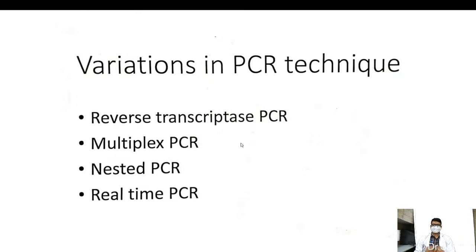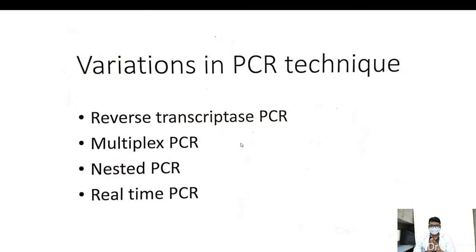Nested PCR, here we have two sets of primers. One set covers a broad segment of DNA. Then within that, there is another PCR that is put. The amplicons, the product that is formed during the first PCR run, act as a template for the next PCR.